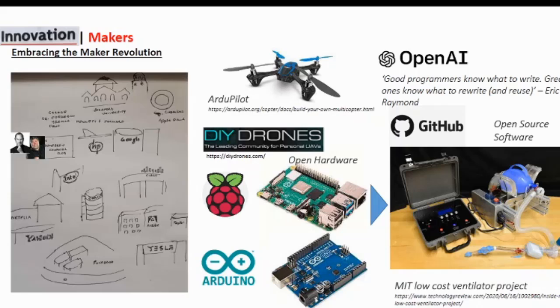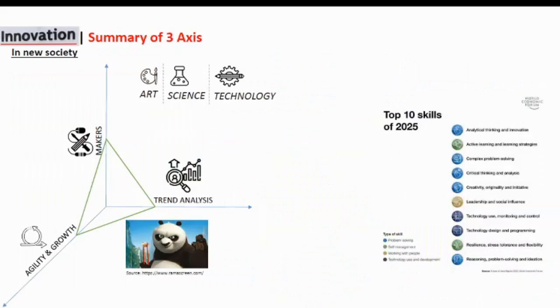the MIT low cost ventilator project, which is kind of triggering our understanding that this maker revolution is going to enhance society with a more democratized approach to making and communities, which would also deliver to societal needs, not just to commercial needs. So that is where we are summarizing the three axes. And here you see our Kung Fu Panda is rather happy and ready for taking over the challenge.